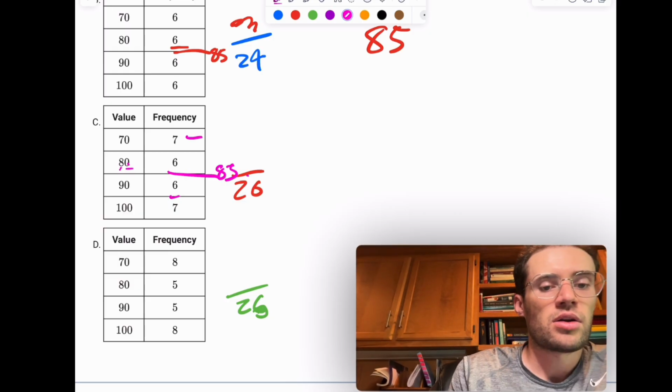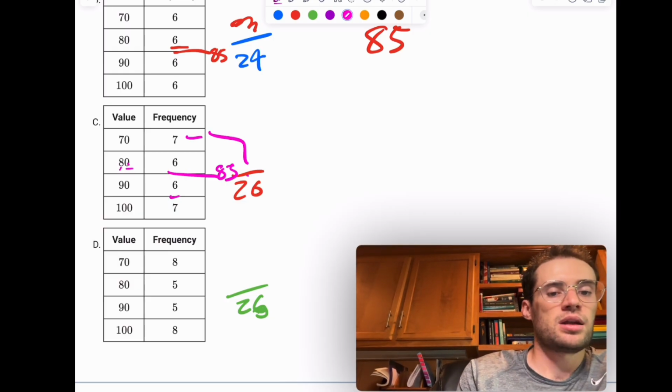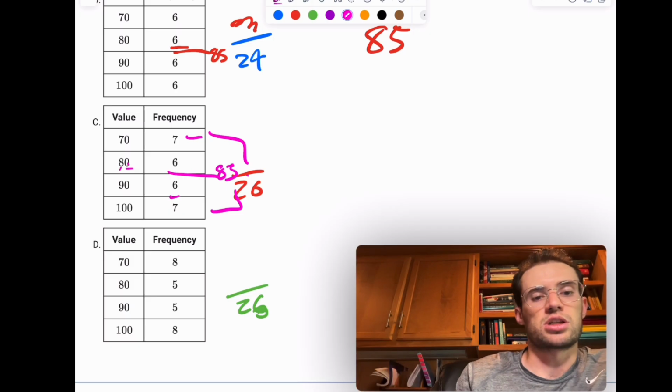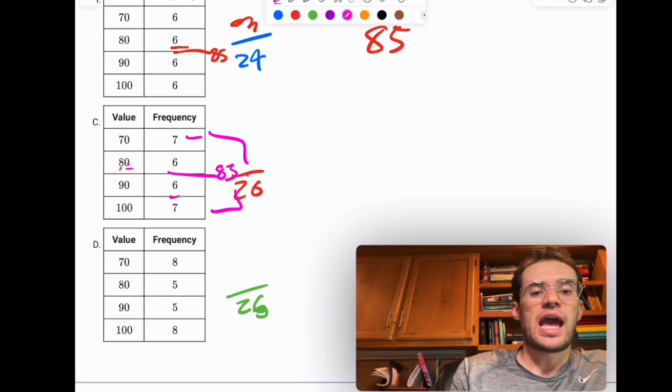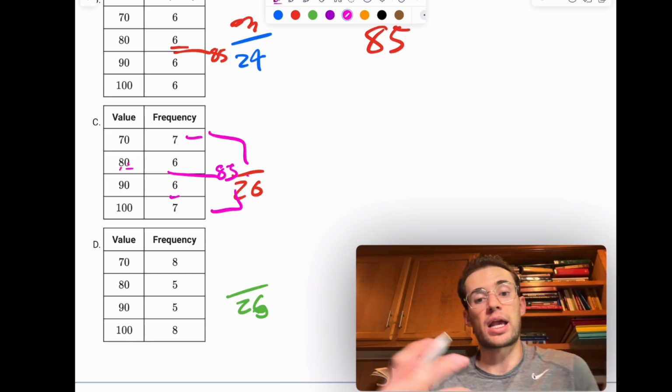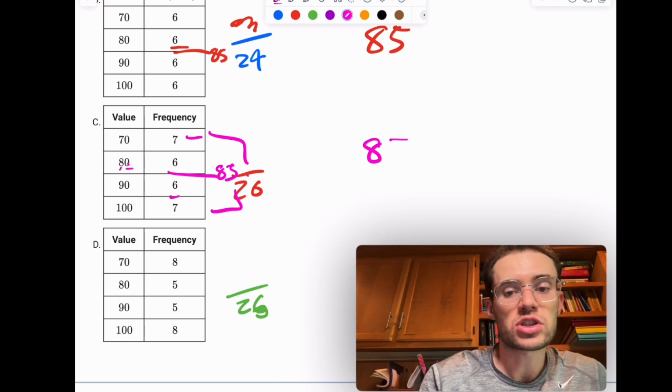And then here, right, the 70s are 15 away from that median. And so are the 100s in the opposite direction. So you're adding 15 7 times to get the 100s, and then you're also subtracting 15 7 times. That will cancel out as well. So this one, the mean will also be 85.